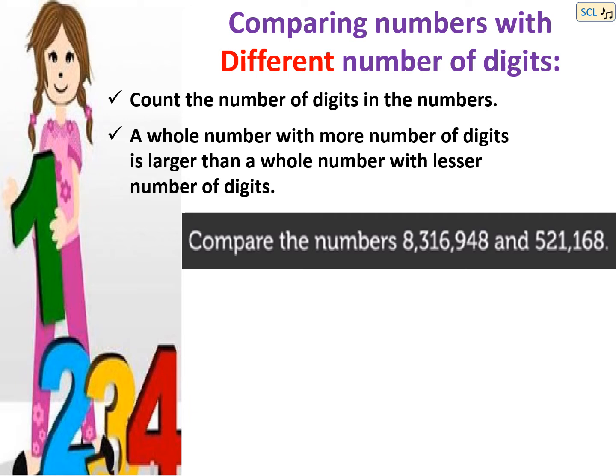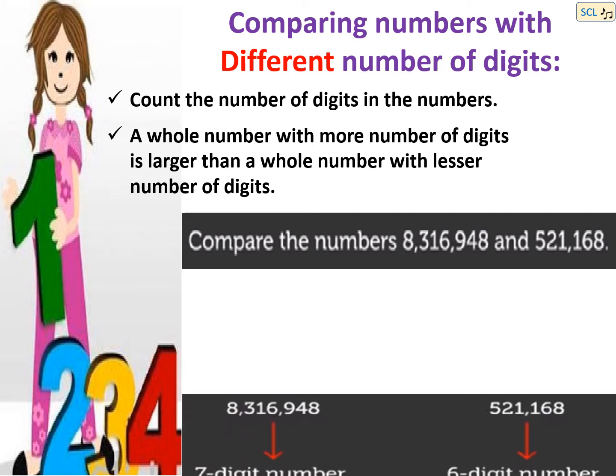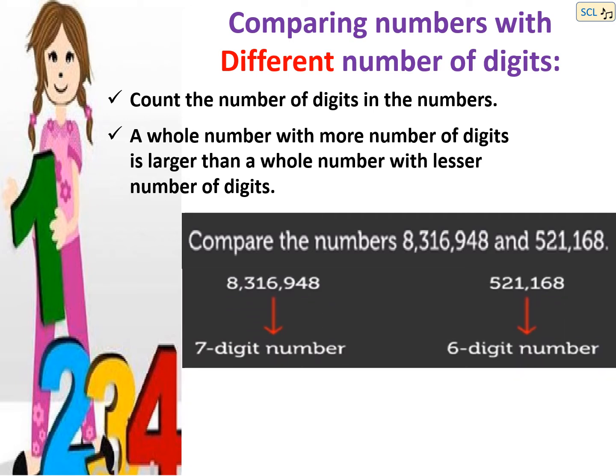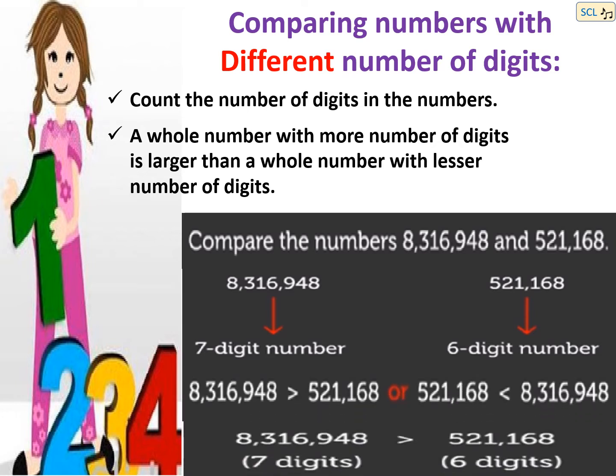Yes, I am reading these numbers in the International Place Value System. Now first step, counting the number of digits. We can see first number is having 7 digits and the other number is having 6 digits. So it is very clear that 8316948 is greater than 521168, or we can also say 521168 is less than 8316948. So that we come to the conclusion that a 7-digit number will be greater than a 6-digit number.